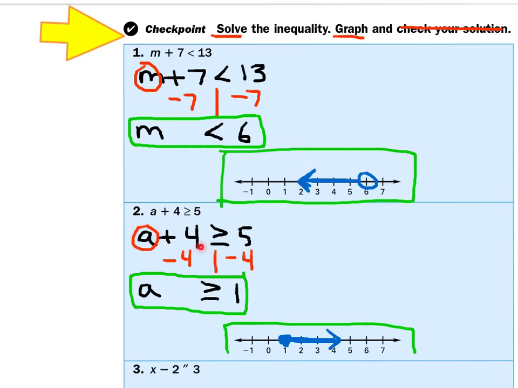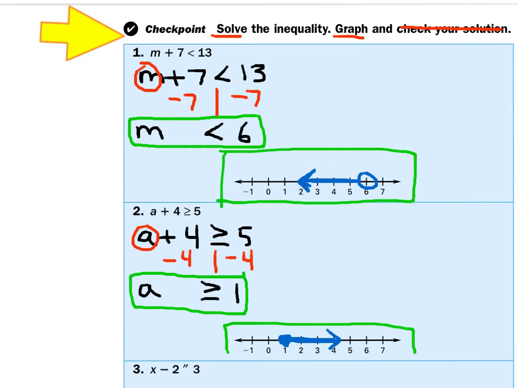Take a look at what's touching your circle, adding 4. So I subtract 4 on both sides of my wall. I bring down the a. A positive 4 plus negative 4 destroy each other, so I let them disappear. Copy the symbol exactly like they gave it to you, and then 5 minus 4 gives me 1. So I have a is greater than or equal to 1.